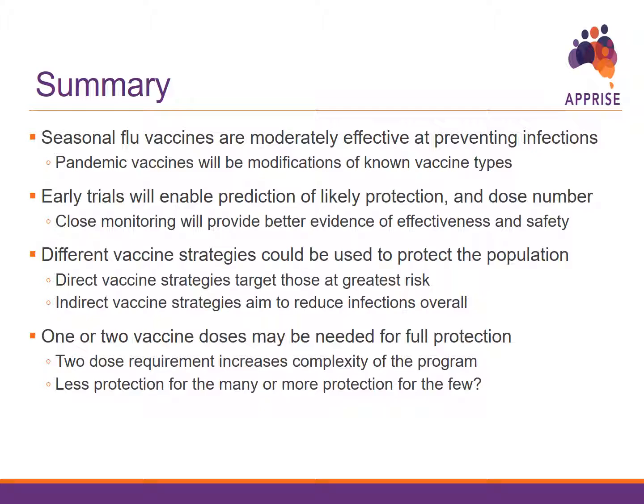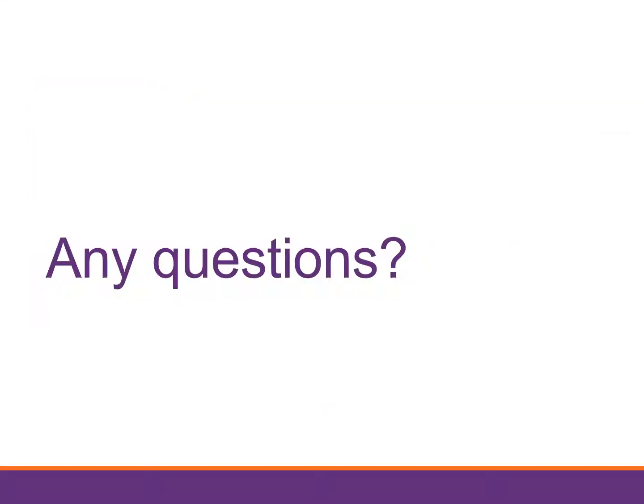We've seen that different vaccine strategies could be used to protect the population: direct strategies targeting those at greatest risk, or indirect strategies that aim to reduce infections overall. And we've also shown what happens when 1 or 2 vaccine doses are needed for full protection. A 2-dose requirement certainly increases complexity of the program, but it may be more effective overall in some cases. And so decision makers will need to decide on whether it is best to provide less protection for the many or more protection for the few.